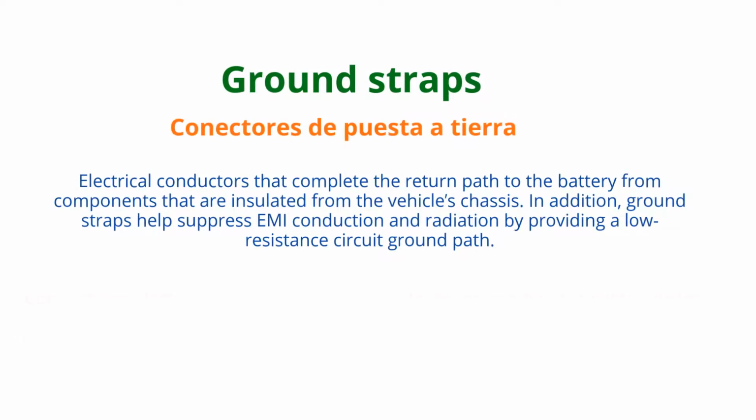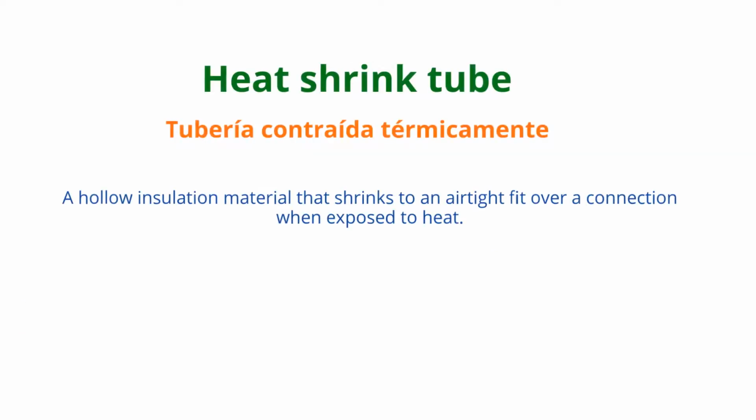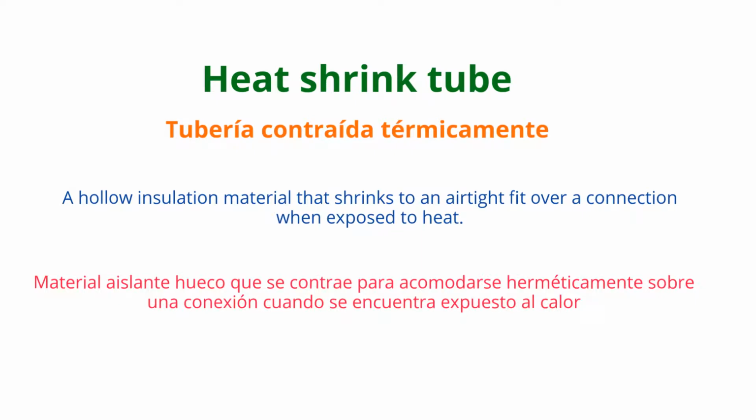Ground straps. Electrical conductors that complete the return path to the battery from the components that are insulated from the vehicle's chassis. In addition, ground straps help suppress EMI conduction and radiation by providing a low-resistance circuit ground path. Heat shrink tube. A heat shrink tube is a hollow insulation material that shrinks to an airtight fit over a connection when exposed to heat.